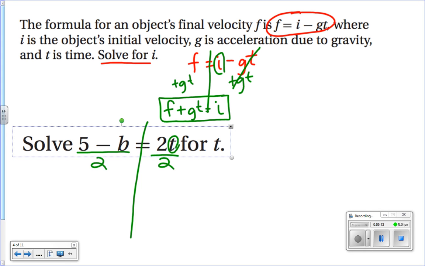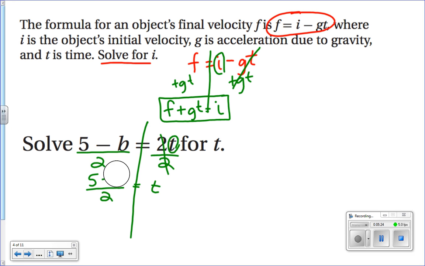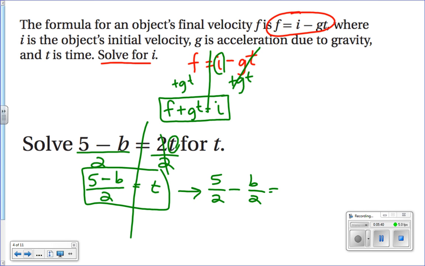What's special about this one is that you have to divide the entire left-hand side by that 2. 2's cancel here. So I can either write it like this. Oh, whoops, not a 2. Sorry. B, there we go. I can either write it like this, or I can try to split that 2. This is completely acceptable, but you could also split the 2 as 5 over 2 minus b over 2. And that would also be fine to equal the t. Either one, they really mean the same thing mathematically.